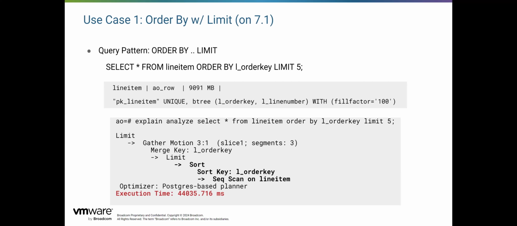So we have a couple of use cases that we now support where you will see the impact of this feature. The first one is this query: select star from lineitem order by order key limit 5. You want a sorted order of all the line items and pick the top 5. Originally, we had to scan the line item, sort it, do a local limit, gather it on the coordinator, and then do a global limit. That's how it would work in 7.1.